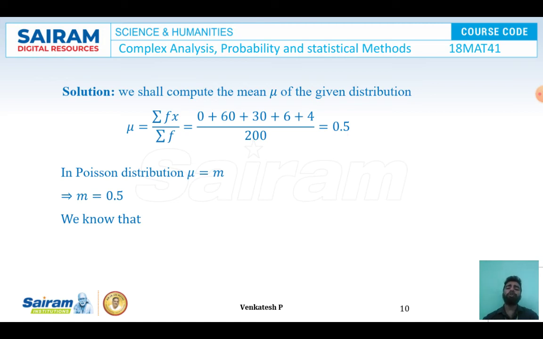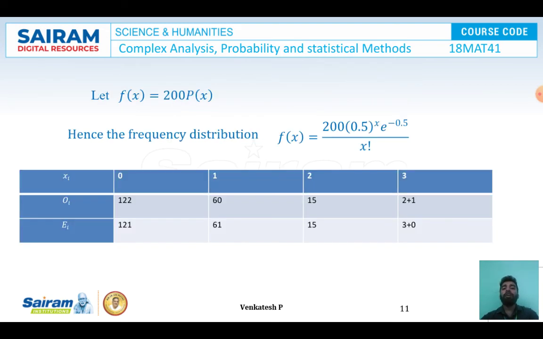And in the Poisson distribution, we know that mu will be equal to m. So we got m is equal to 0.5. And the formula for Poisson distribution is p of x is equal to m power x e power minus m by x factorial. So now to calculate f of x, the value will be f of x is equal to 200 into p of x. So hence we got the frequency distribution.